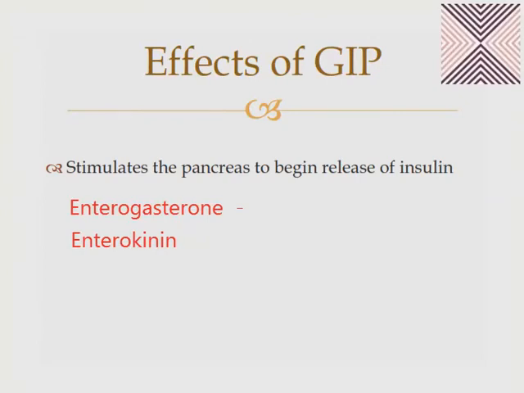Now after enterokinin, there is another factor which is called duocrinin. Now this particular factor is supposed to stimulate the secretion of the Brunner's glands of the duodenum. So that means whenever the food is entering into the duodenum, this particular duocrinin factor is also increasing the release of the secretions from the Brunner's glands of the duodenum. So this can be written as one of the factors along with these hormones.